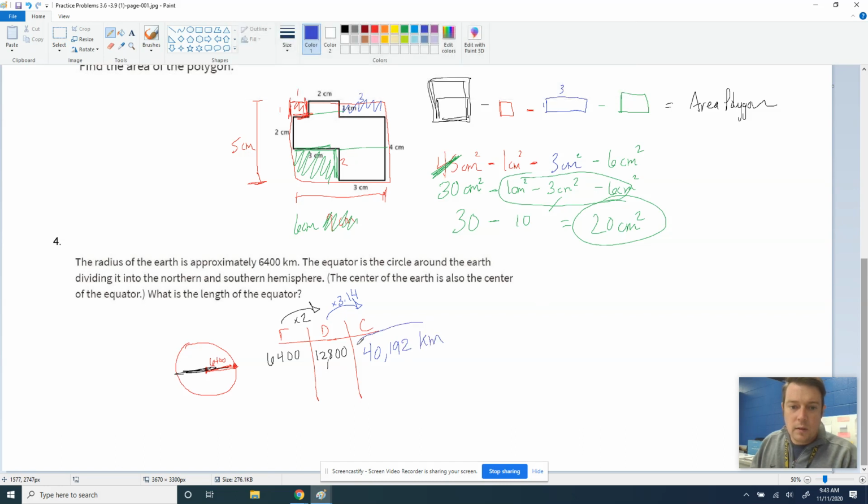Kilometers. That is our approximation for the length of the Earth's equator. And that finishes up lesson 6.